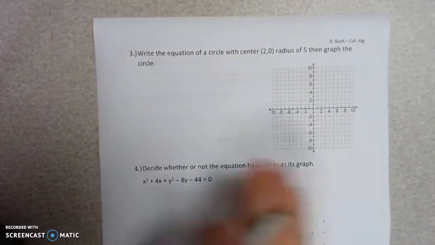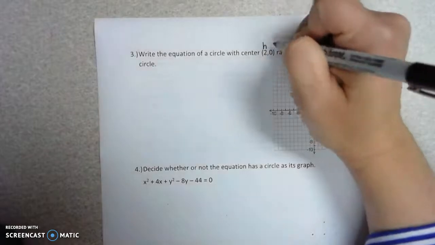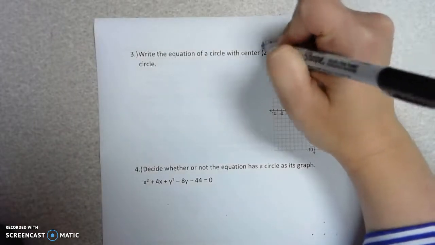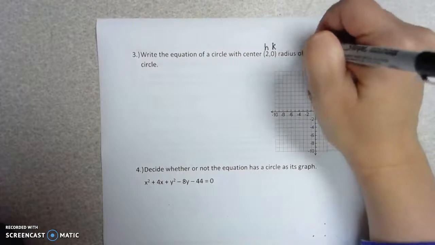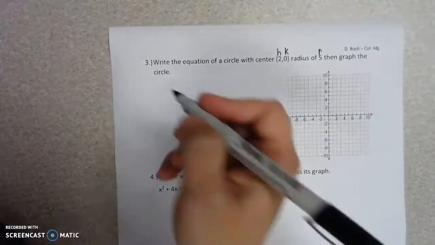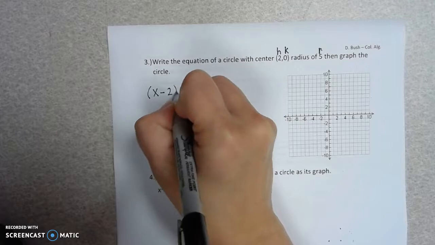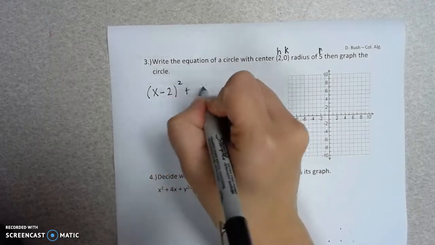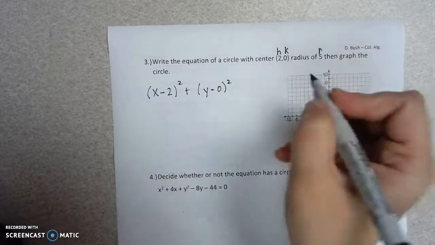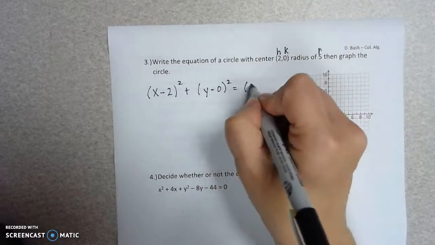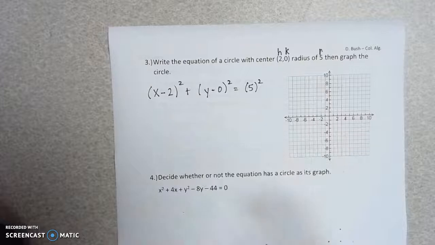Number 3, we still want to write an equation of a circle. My center is at 2, 0, so H would be 2 and K is going to be 0. And I have a radius of 5, so here's my R. I drop those into the form x minus 2 squared plus y minus 0 squared equals 5 squared. So H, K, and R all get put in.